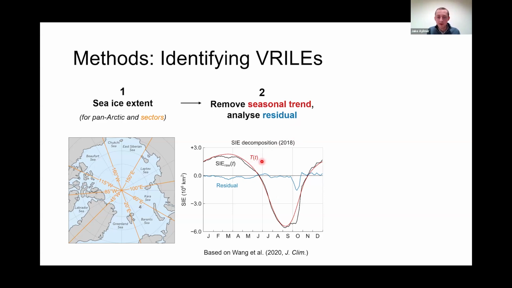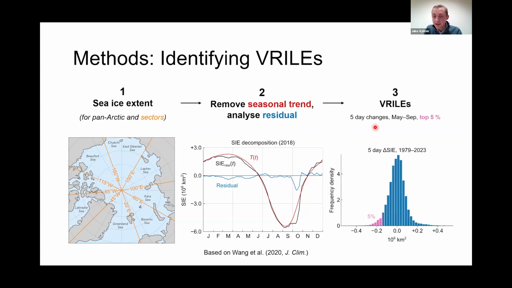This is done for the whole period, but I've just zoomed in on one year here so you can see. We have our raw time series in black. The red would be our seasonal trend. Then we remove that, and that leaves us with this residual time series in blue, and that's what we analyze. If you look at this blue dip here, which occurs around the end of September, that would be an example of a rapid ice loss event, which we will look at in a moment, which is why I picked this year in particular.